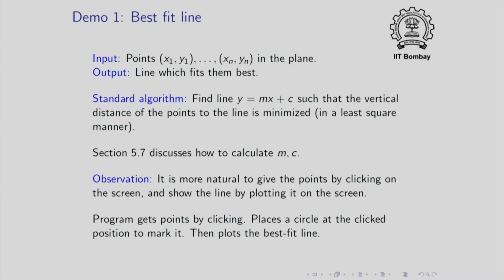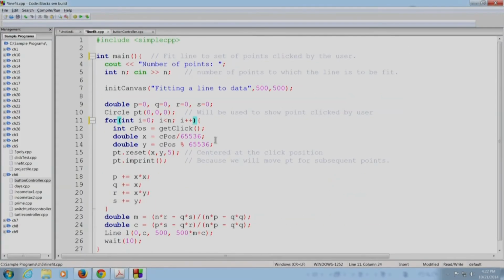Our program basically does the following: it gets the points by clicking, then it places a circle at each click position to mark it, then it plots the best fit line. So here is the program which will allow you to click in points and draw the best fit line. As you can see, at the top we have included simple CPP, and we have not included anything like iostream because simple CPP itself will include it.